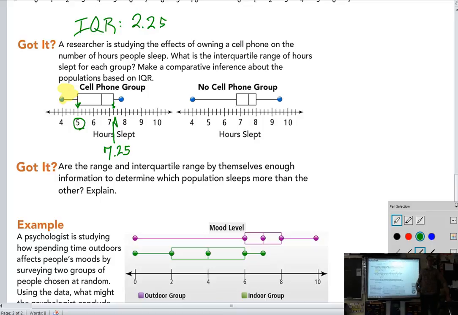Look at your no cell phone group. Try to figure out your IQR on your own. See if you're able to do it.